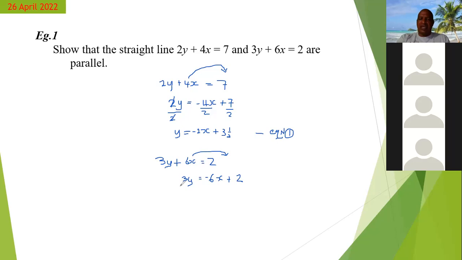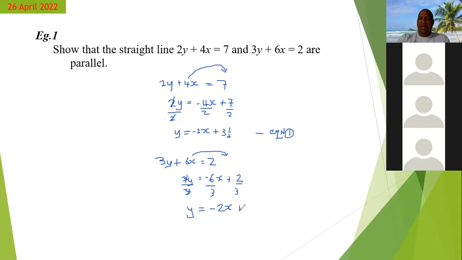Now we divide both sides by 3 to get rid of the 3, just as we did with the 2 in the previous equation. Divide each term by 3. So this cancels, leaving y by itself on the left-hand side. And now -6 divided by 3 will give you -2, so you will get -2x here.